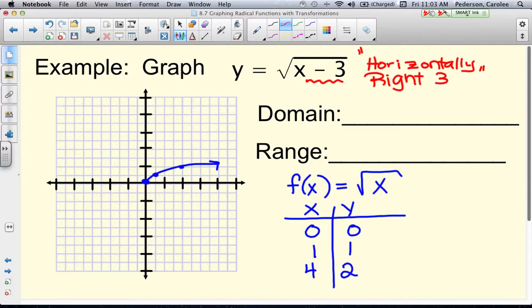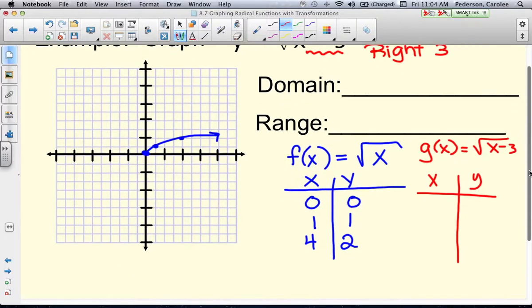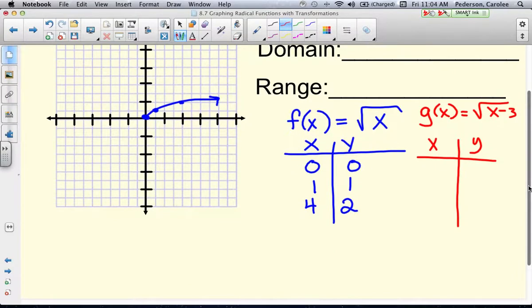So we're going to take each of these ordered pairs in the blue and shift them to the right. This will now be called g of x, the square root of x minus 3. If this is my x and my y, which of those ordered pairs is going to change? Is it going to be the x values or the y values? Well, it's going to be the x values. So this original 0, 0 is going to shift 3 places to the right. It'll end up right here. So this will be 3, 0.